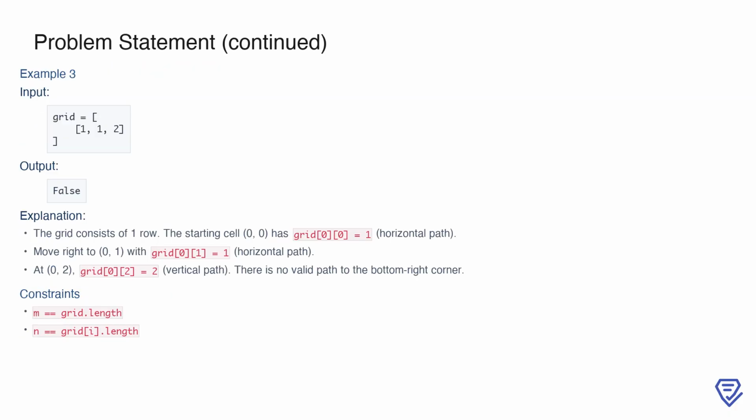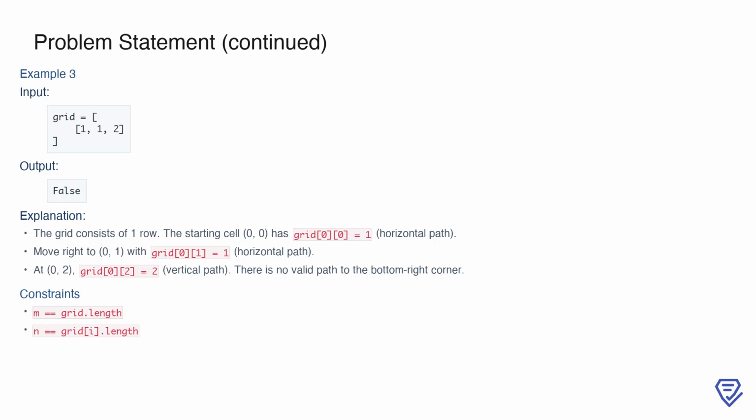Now, let's explore a third example with a grid that consists of a single row containing cells of types 1, 1, and 2. Starting at the initial cell, which is type 1, we can move right to the next cell since type 1 only allows horizontal movement. At the second cell, which is also type 1, we again move right to the final cell in the row. However, the final cell is of type 2, which allows only vertical movement, and there are no rows below to connect to. Consequently, it's impossible to form a valid path to the bottom right corner, and the output is false.